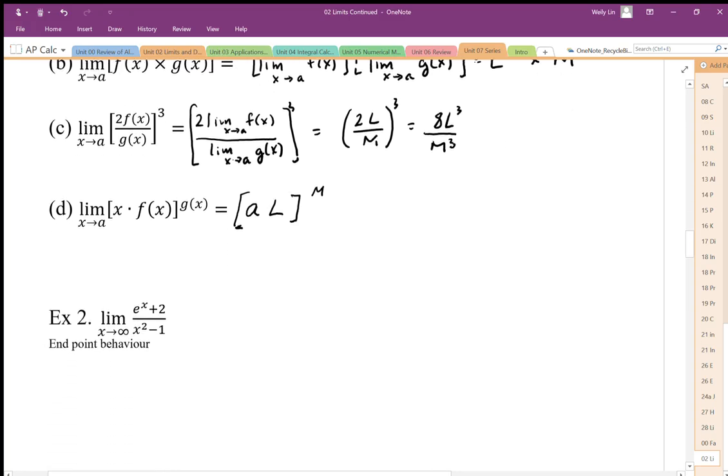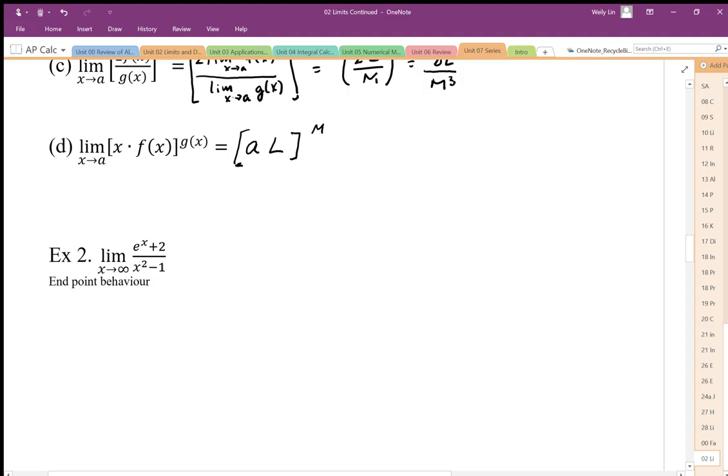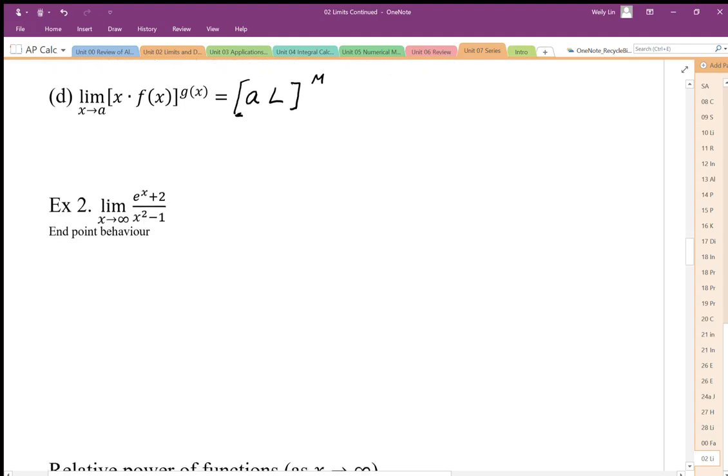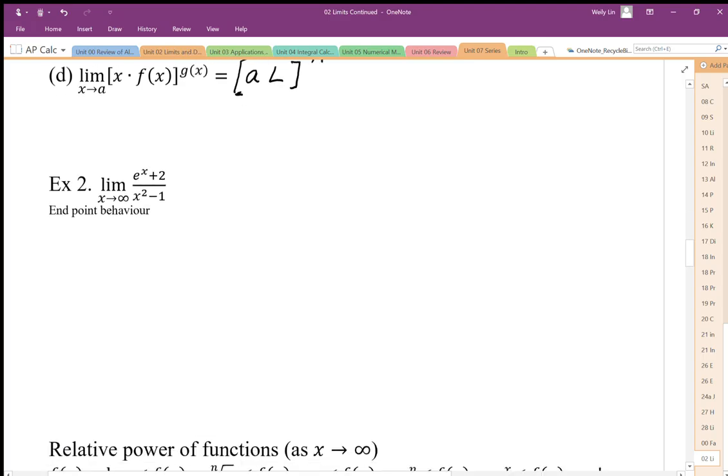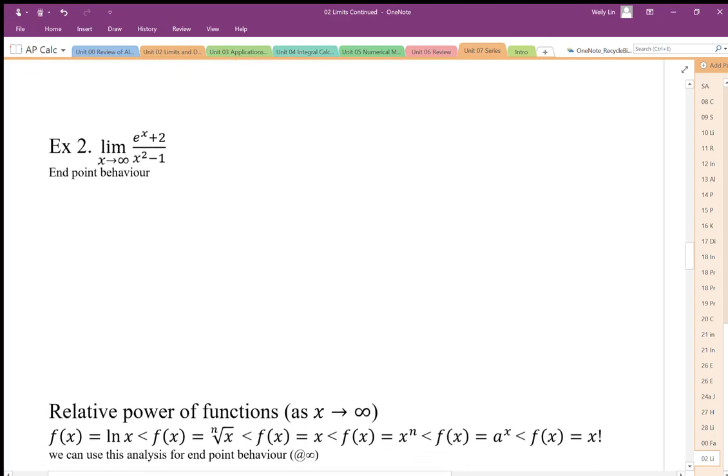So let's take a look at this one. We start talking about endpoint behavior. So we want to know what's happening when x is going to go to infinity. So what's happening at the end? Endpoint behavior can be expressed with these relative powers of functions. This only works for x goes to infinity, and it tells us what's happening as x gets really large. Okay? Now, if we're doing local behavior, this relative power will not work.